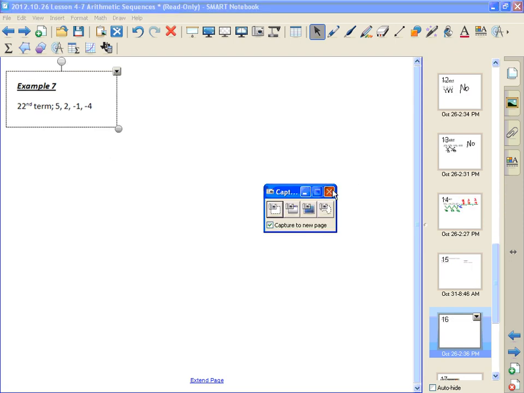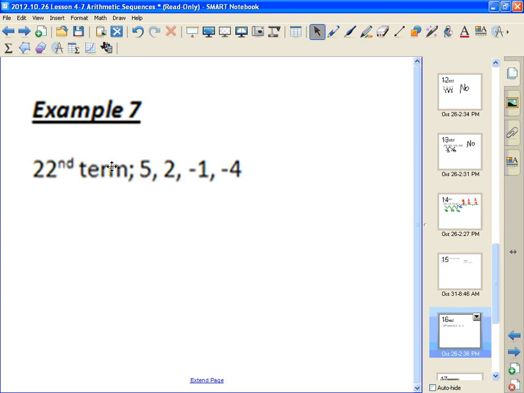On example 7, it wants the 22nd term. So would you all agree with me that 5 is the first term? Yes. Okay, so above the 5, because it's the first term, we're going to put a 1. So everybody do that. Then above the 2, we're going to put a 2 because it's the second term. Above the -1, we're going to put a 3 because it's the third term. And above the -4, we're going to put a 4 because it's the fourth term.